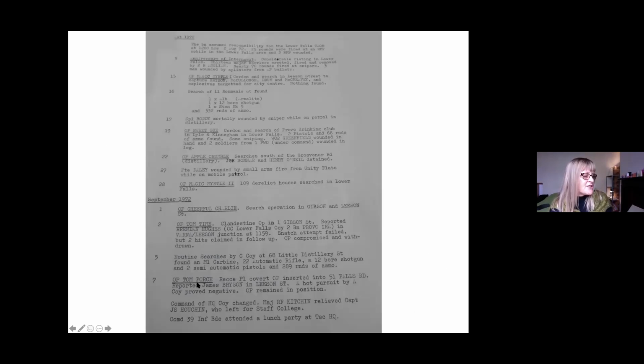These decoy characters record rioting, ammunition finds, clandestine operations, snatch attempts, provo drinking clubs, sniping, routine searches, a hot pursuit, hits claimed, and mortal woundings in the log. An observation post is compromised and withdrawn, and another observation post, which is covert, is installed at the Sinn Féin headquarters at 51 Falls Road. You can go and visit that. It's got a big mural of Bobby Sands painted on the side of it, just in case you're not sure what their political affiliations are.